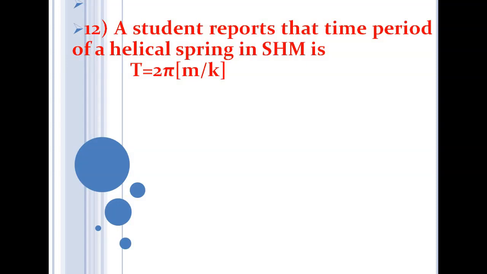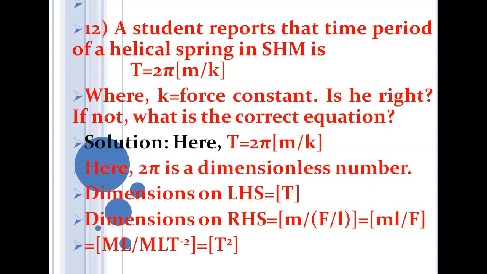Once again, a student reports that the time period of a helical spring is T equals 2 pi m by k, where k is the force constant. Is he right? If not, what is the correct equation? The physical equation according to the question: time period T equals 2 pi m by k.